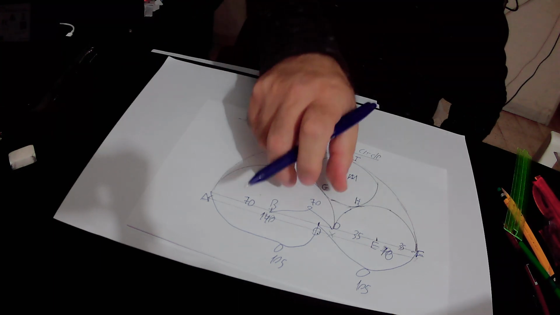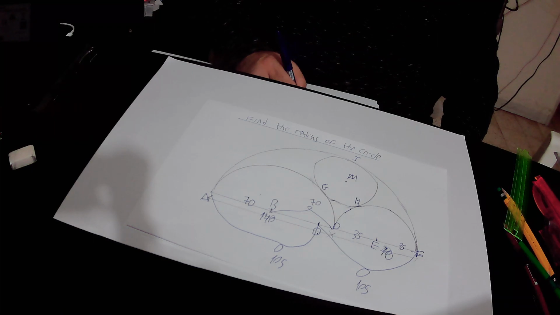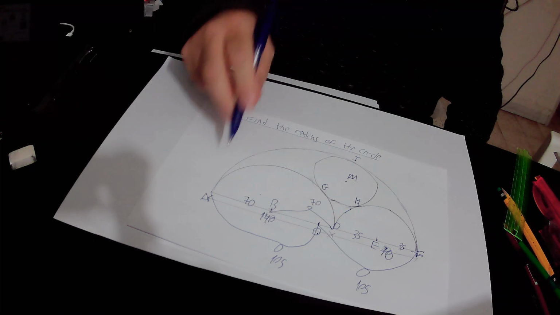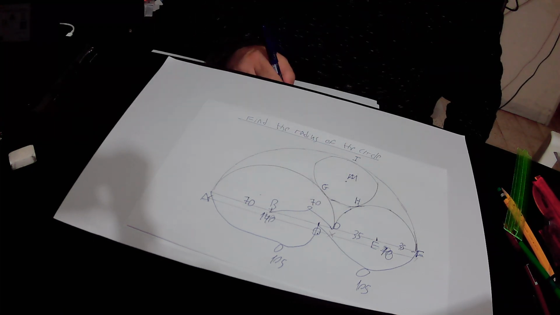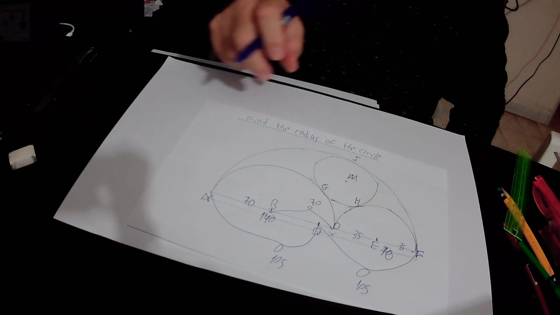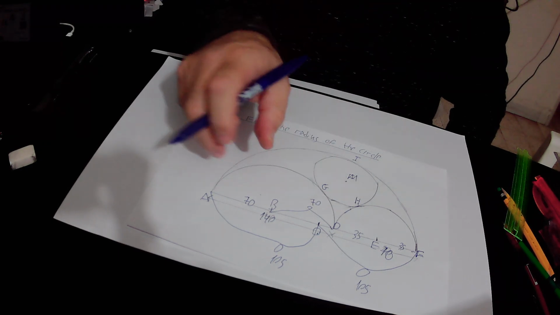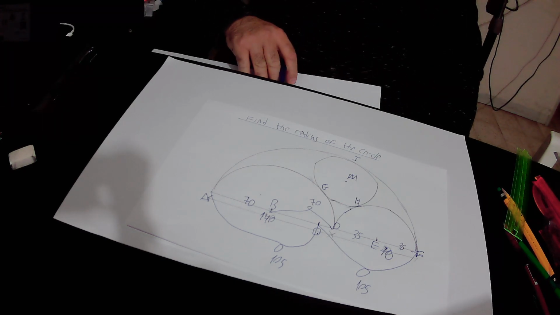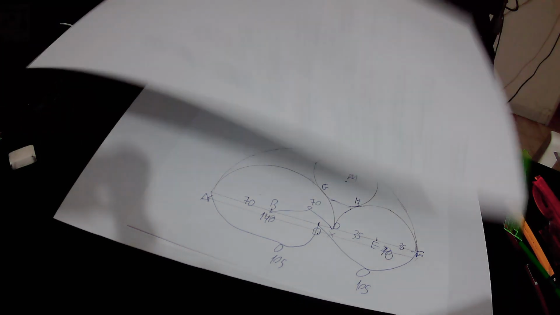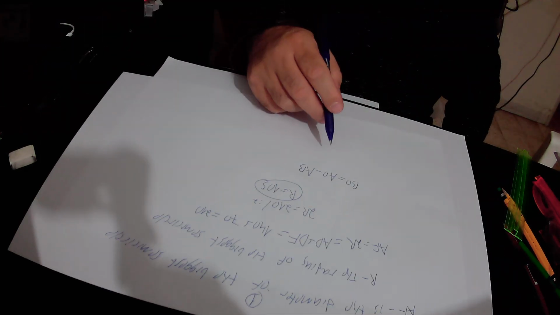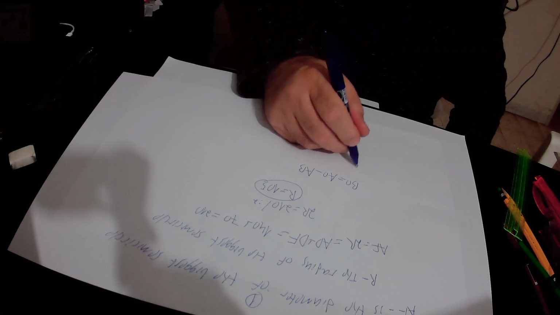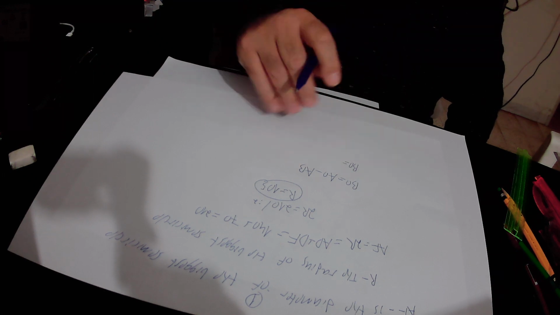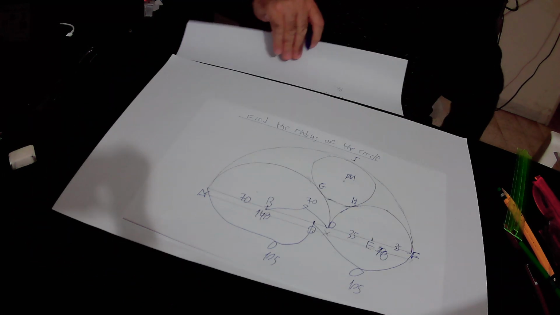Line segment BO equals AO minus AB. Repeat again, BO equals AO minus AB.